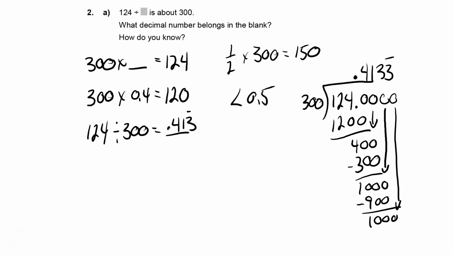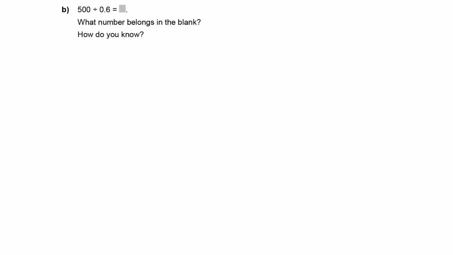So to answer the original question, 124 divided by what is equal to 300? And the answer is 0.413, repeating. Looking at 500 divided by 0.6 is equal to some number. What number belongs in the blank, and how do you know?